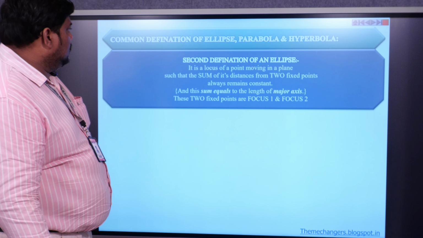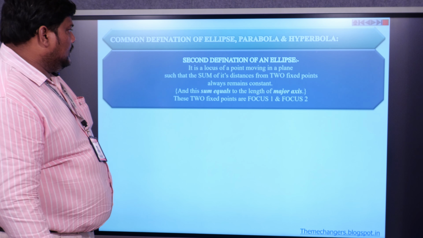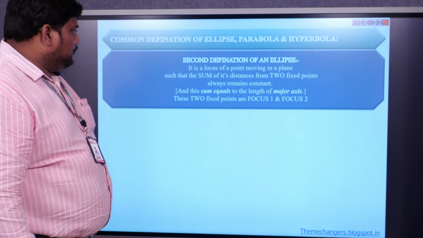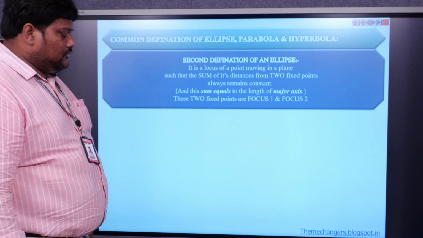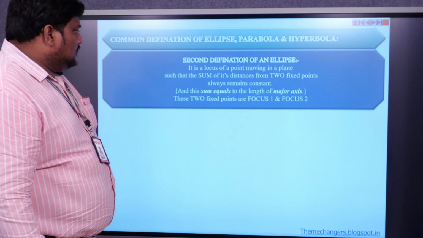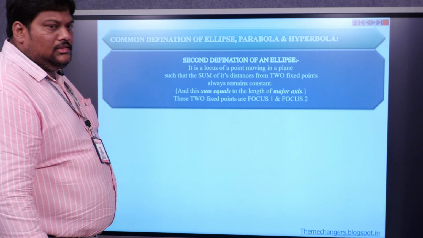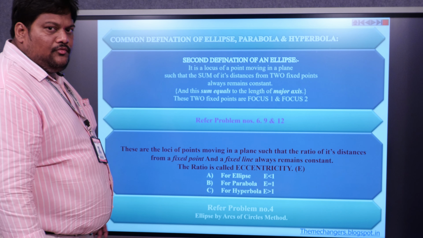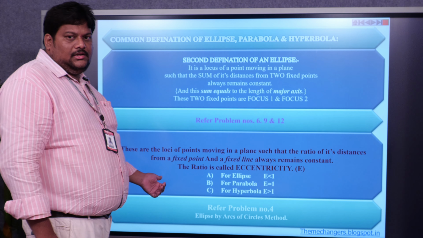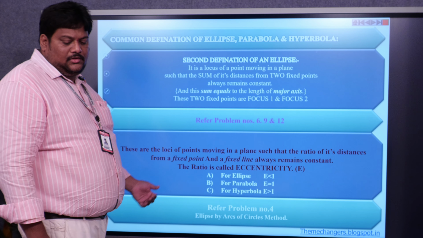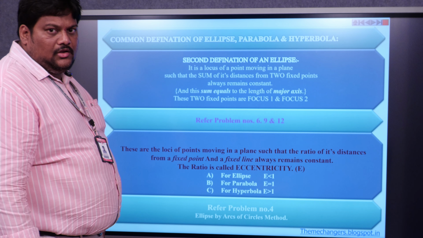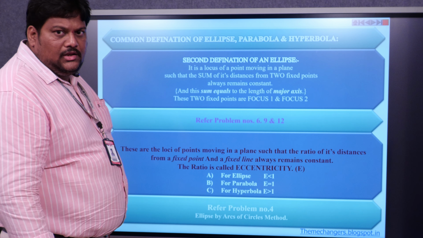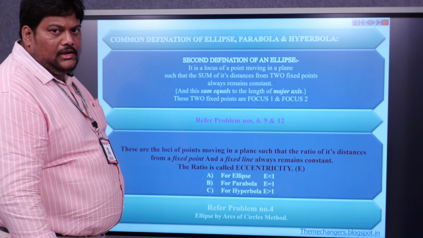Now what is meant by the common definition of an ellipse, parabola and hyperbola? It is the locus of a point moving in a plane in such a way that the ratio of its distance from a fixed point to a fixed directrix remains constant, which is known as eccentricity. E is nothing but eccentricity. In the ellipse the condition is E less than 1, in the parabola E is equal to 1, and in the hyperbola E greater than 1.